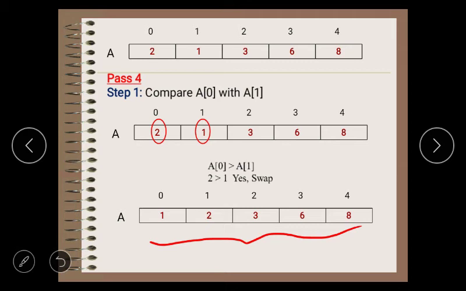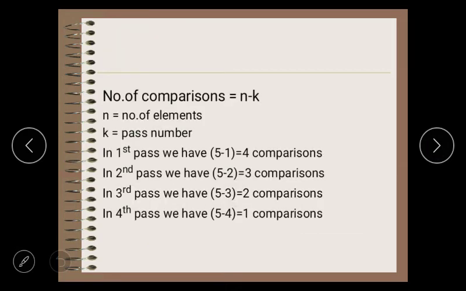So here we will stop comparing the elements with each other. In each pass we require n minus k comparisons, where n is equal to the number of elements and k is equal to the number of passes. In this example, for pass 1, we require 5 minus 1, that is 4 comparisons. In the second pass, we require 5 minus 2, that is 3 comparisons. In the third pass, we have 5 minus 3, that is 2 comparisons. And in the fourth pass, that is the final pass, we have 5 minus 4, that is equal to 1 comparison.